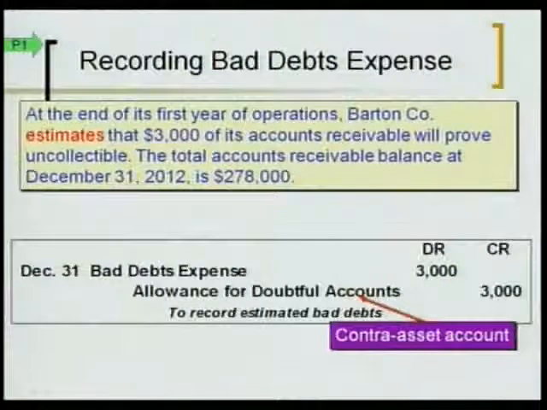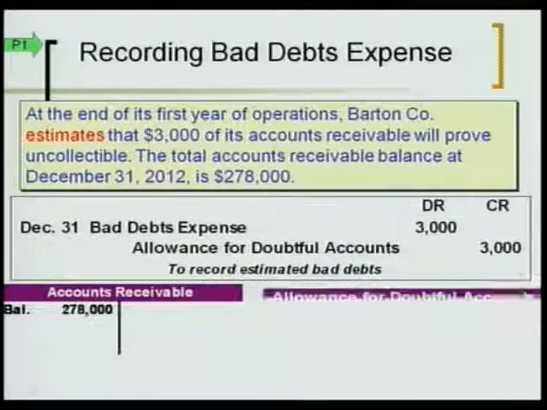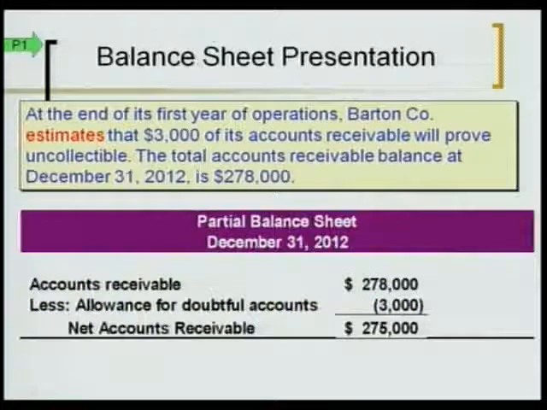So let's go back to the screen. If an asset is a debit balance account, correct? So a contra asset is, what do you think? A credit balance account. It's a contra asset account. It has a credit balance, and it goes with the other assets on the balance sheet. Now let's look at how this will be displayed on the balance sheet.